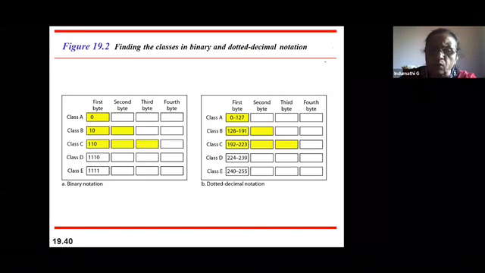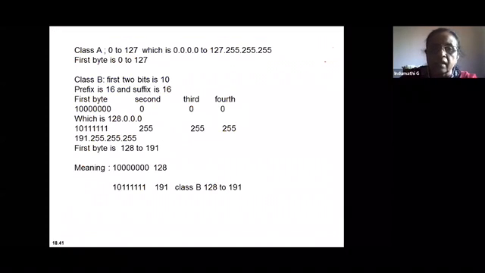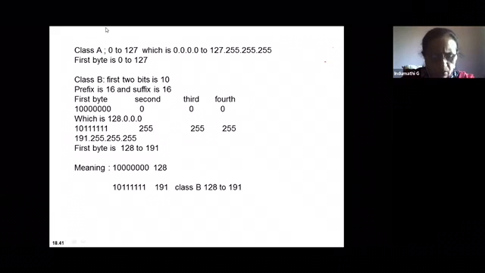So if you go back to this dotted decimal notation, how do you know that the first byte is 0 to 127? How did you get that? Or if you take class B, 128 to 191, how do I say that it ranges from 128 to 191? I have just taken one example of class A and class B. How do you convert that and say that this is class A or class B? Say, for example, in class A, you know that the range is from 0 to 127.